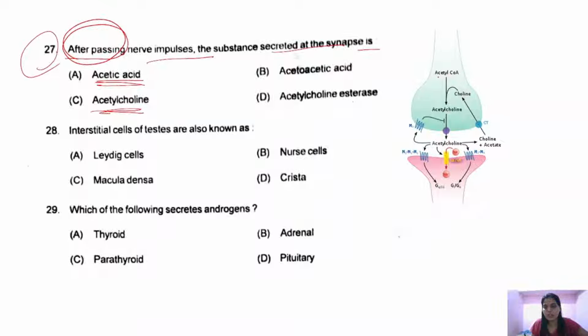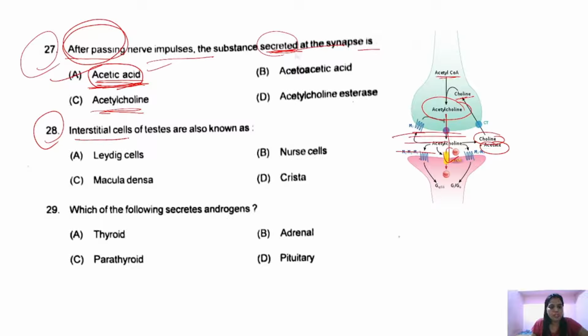Here you can see in the diagram, acetyl coenzyme A combines with choline to form acetylcholine. Now acetylcholine is transmitted like this from one neuron to the second neuron. But after the transmission of acetylcholine, what happens? The acetyl group remains here. The choline part is separated and the acetate group is secreted in the space, in the synapse. So the answer for this will be option number A, that is acetic acid. If it would have asked about what is the thing that is passing, then the answer will be acetylcholine. But for what substance is secreted at the synapse, the answer will be acetic acid.